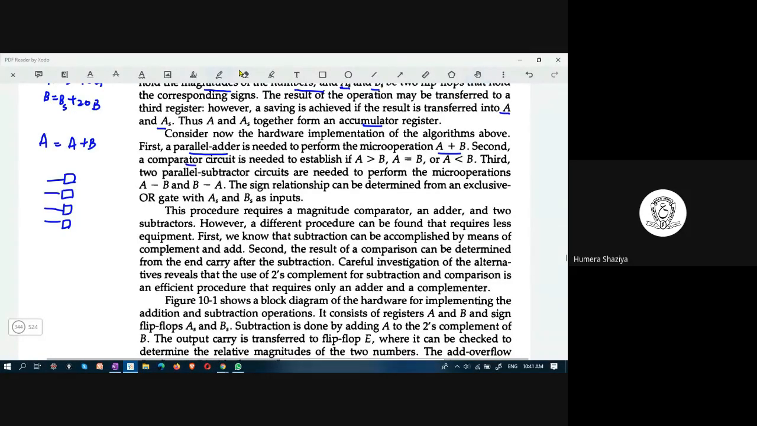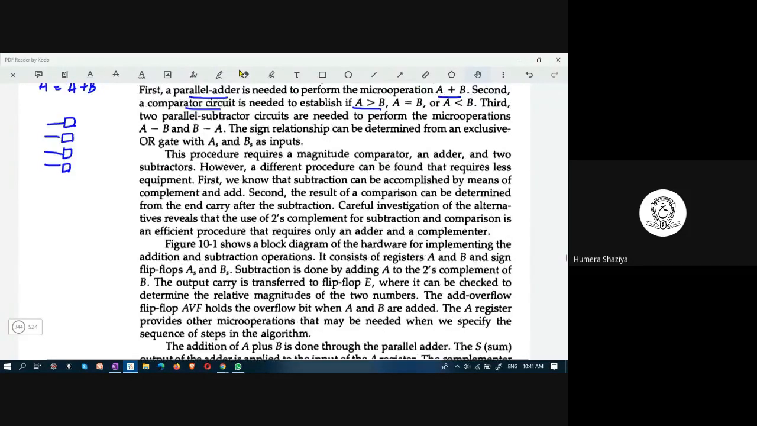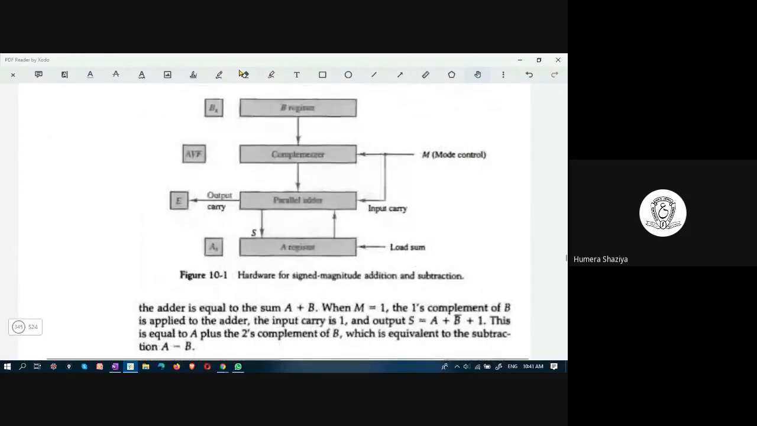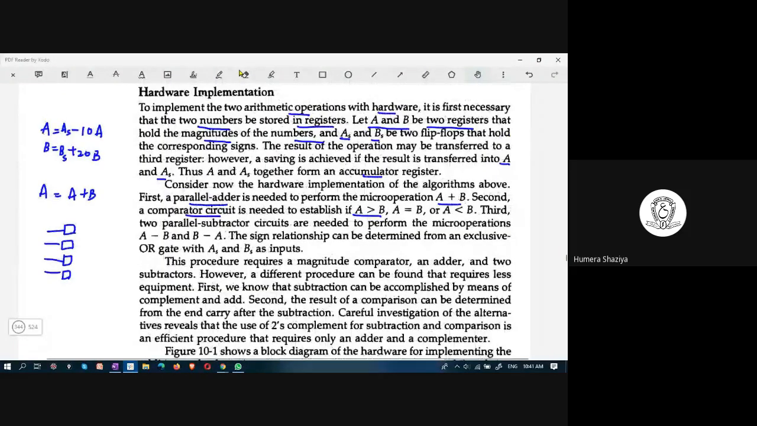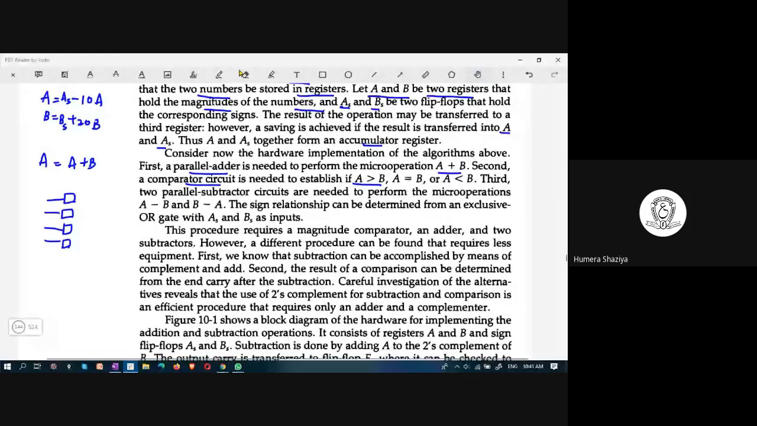And there is a comparator circuit. This comparator circuit is needed to compare whether A is greater than B, or equal to B, or less than B. I'm sorry, why is it mentioned as complementer here? Okay, I thought I made a mistake, but it's complementer only. All right. The third one is two parallel subtractor circuits to perform A minus B and B minus A. The sign relationship can be determined from an exclusive OR gate. How do you know the sign relationship?